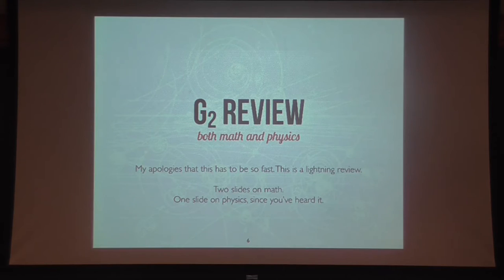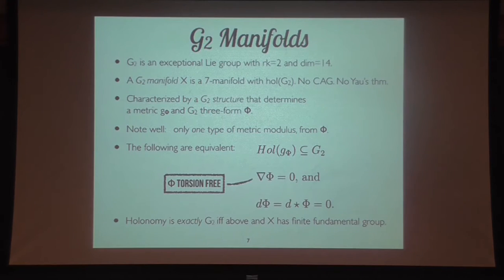So this is my G2 review. It's going to be even faster than the last time I gave this talk. In fact, it's only going to be 3 slides. So, a G2 manifold. G2 is an exceptional Lie group with rank 2 and dimension 14. And a G2 manifold X is a 7 manifold with holonomy G2. Two critical things. One is that this is not a complex algebraic variety. The dimension of the manifold is 7, which is not even, so it can't be a complex manifold.